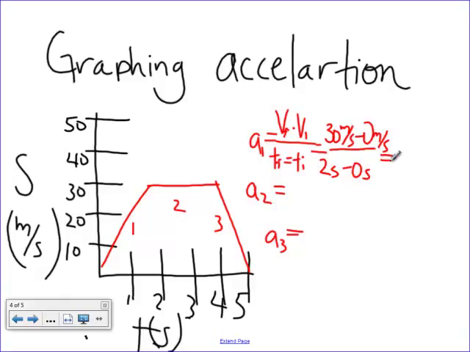So that turns out to be 30 divided by 2, or again 15 meters, this time per second squared. 15 meters per second per second. That's the acceleration at line 1.